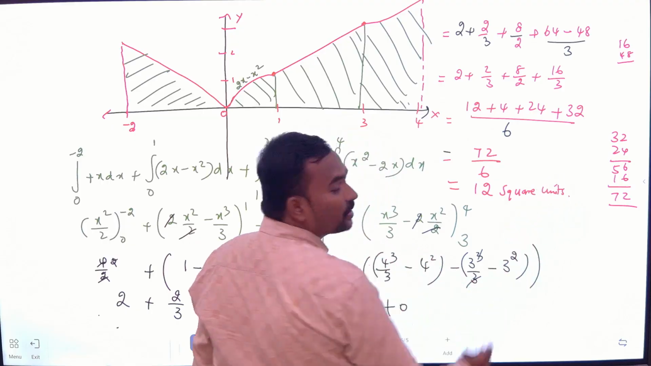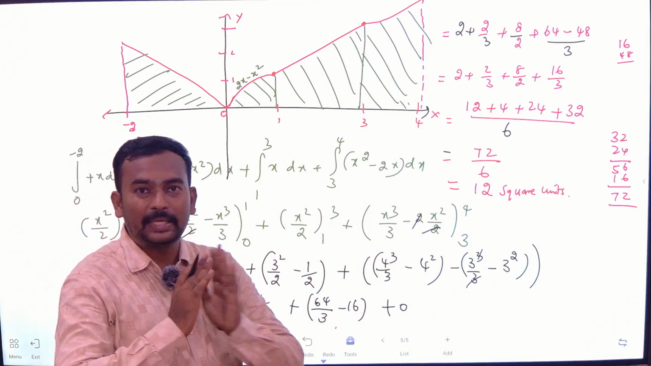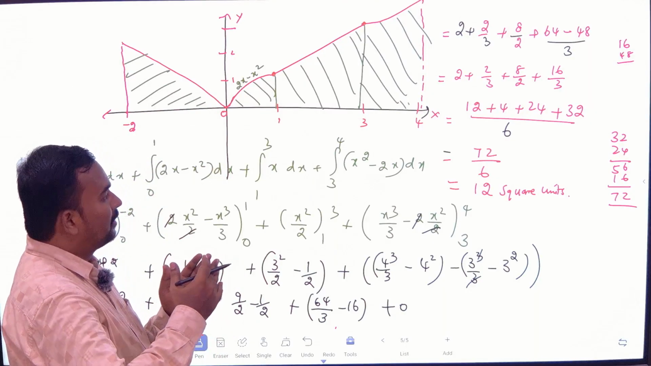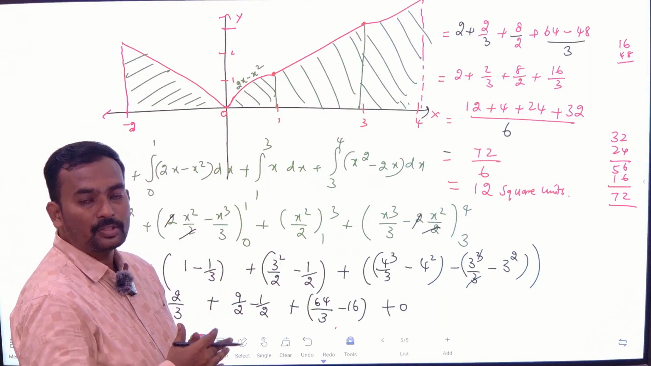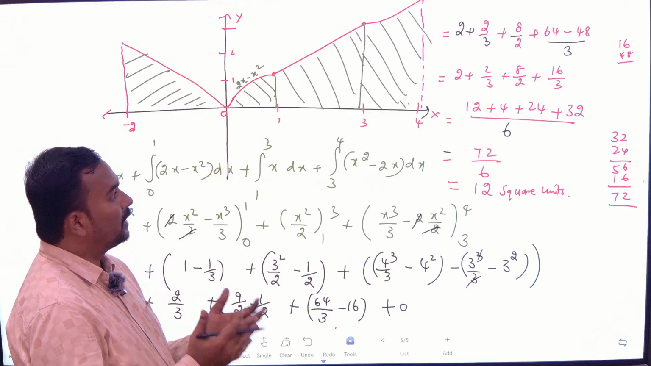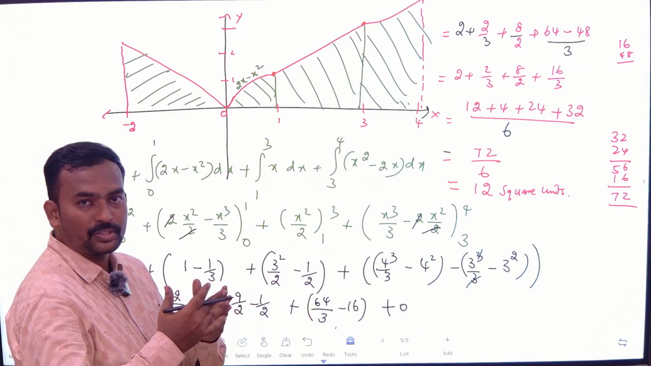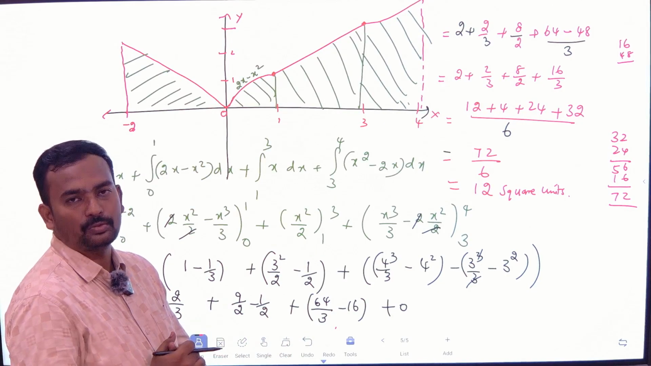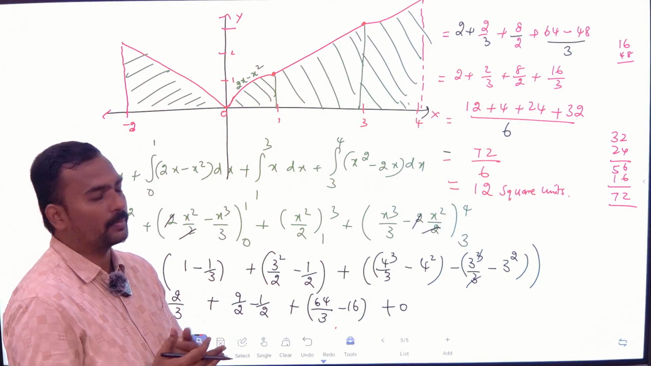I hope everyone understood. Just you have to split the function, find the piecewise functions, right? You have to split it. How to split it? You have to break the interval and choose the maximum of these two functions, mod x and x into mod x minus 2.